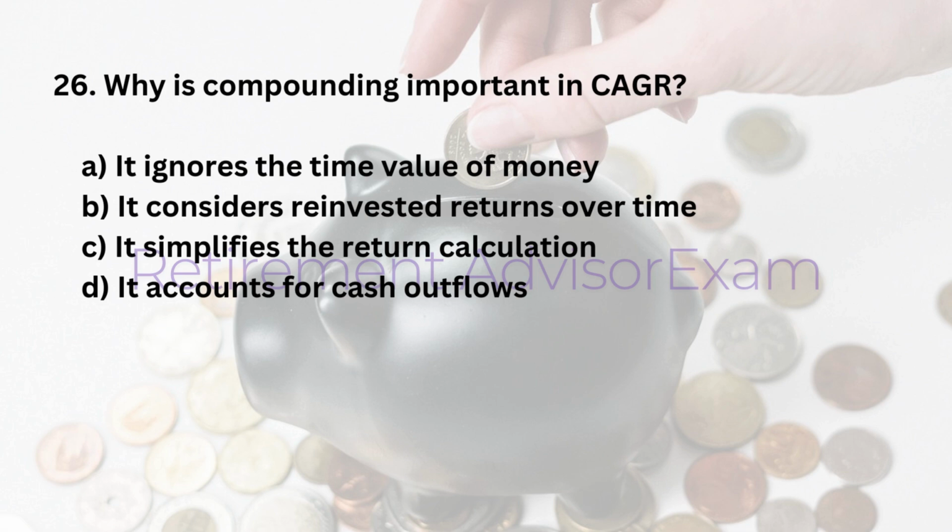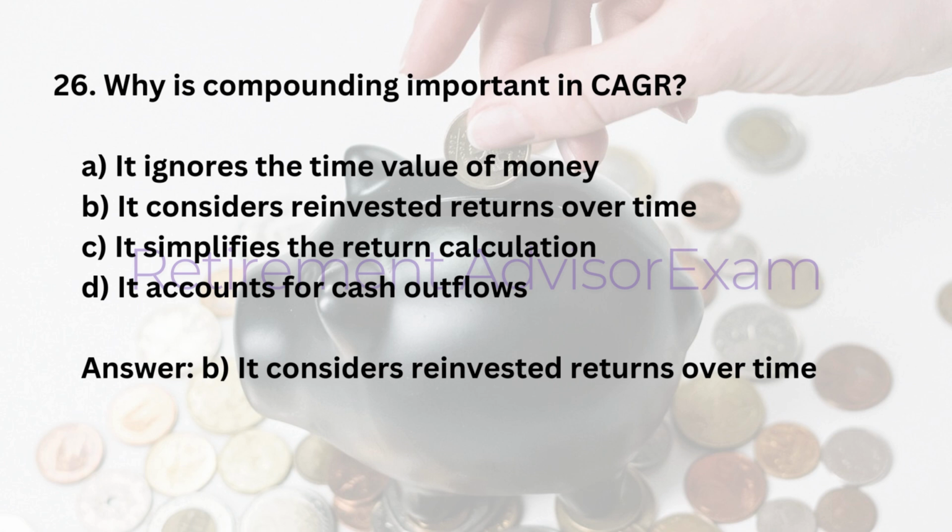26. Why is compounding important in CAGR? A. It ignores the time value of money. B. It considers reinvested returns over time. C. It simplifies the return calculation. D. It accounts for cash outflows. Answer, B. It considers reinvested returns over time.